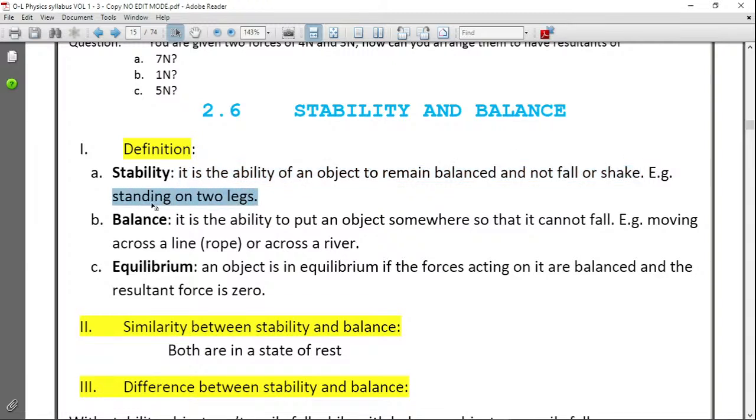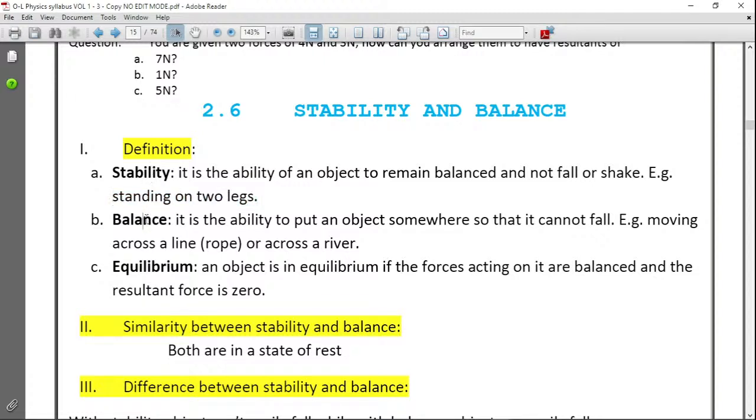Now, with this stability, if a small force pushes the thing, you will still be standing. For example, you are standing and a child comes and pushes you. You can still stand, you can just shake a bit and you will just be standing.